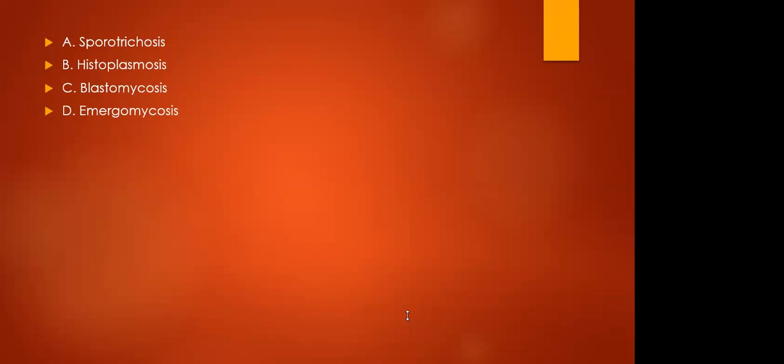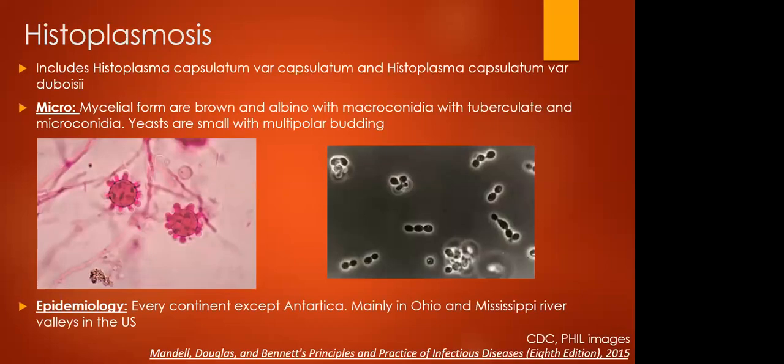So the majority, 79%, have said histoplasmosis, and then 14% have said sporotrichosis. So the correct answer is histoplasmosis. This includes Histoplasma capsulatum var. capsulatum and Histoplasma capsulatum var. duboisii. The microbiology, again, very briefly.